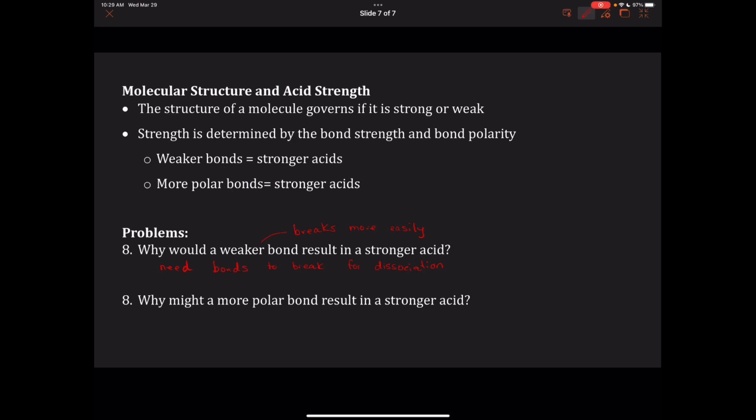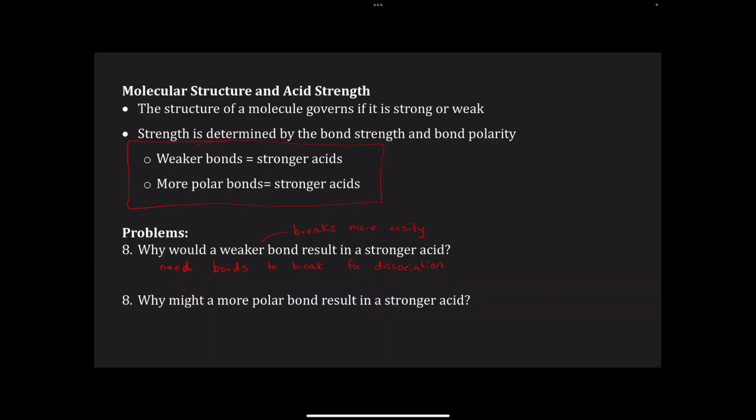Now, additionally, the more polar a bond is, the stronger an acid is. So weak bonds and polar bonds give us stronger acids. Now, if we think about our polar bonds, we're asked here why is that going to result in a stronger acid? Well, what happens when we get very strong polar bonds? They become weak, particularly when we're looking at the bonds to hydrogen. As that very electronegative atom pulls electrons away from hydrogen, that hydrogen is going to be seeking out more electrons. That means it's going to break very easily. So polar bonds are weaker bonds.